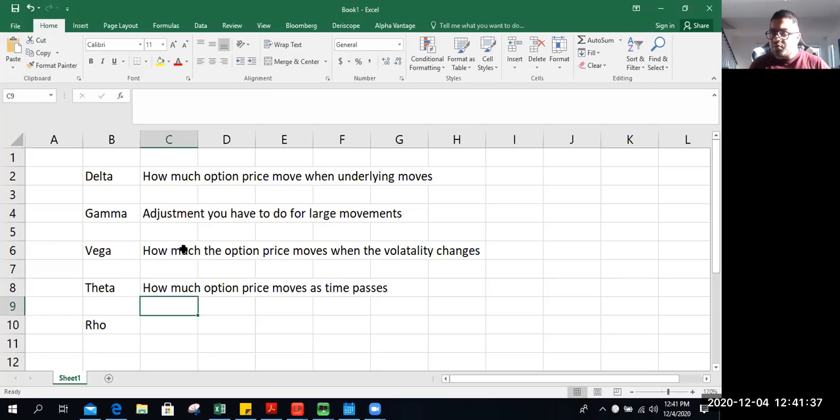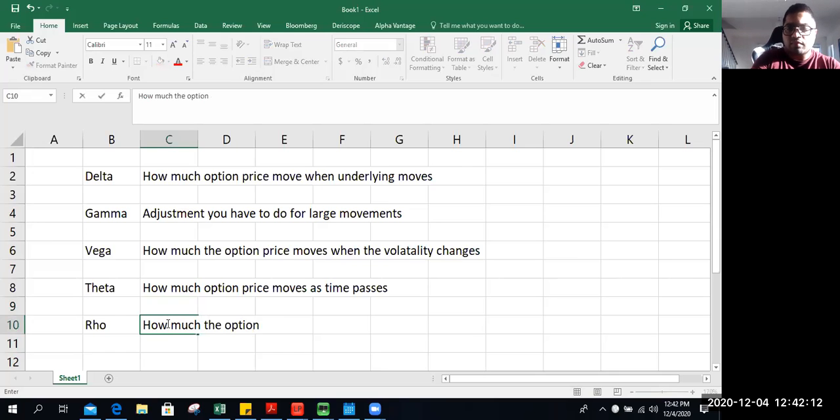Okay. So once again, Vega means how much the options would move when the volatility moves. If the stock becomes more volatile, so let's say volatility is 10% and the implied volatility goes to 20%, the option prices will change. And how much would they change? That is given by Vega. Theta is, as the time passes, the option prices keep on changing. That is given by Theta. And Rho is how much the option would move when interest rates change.